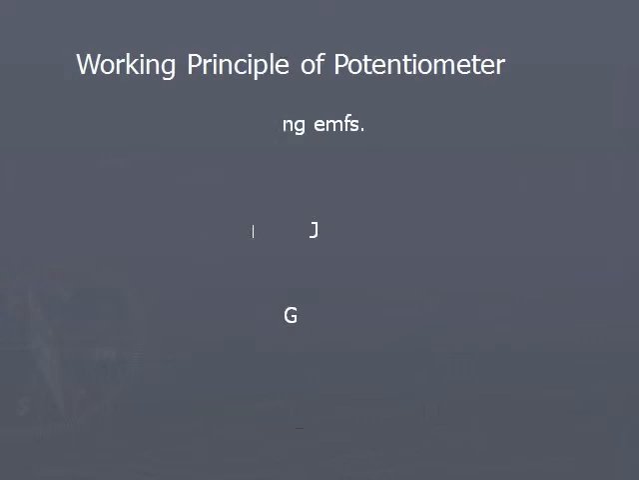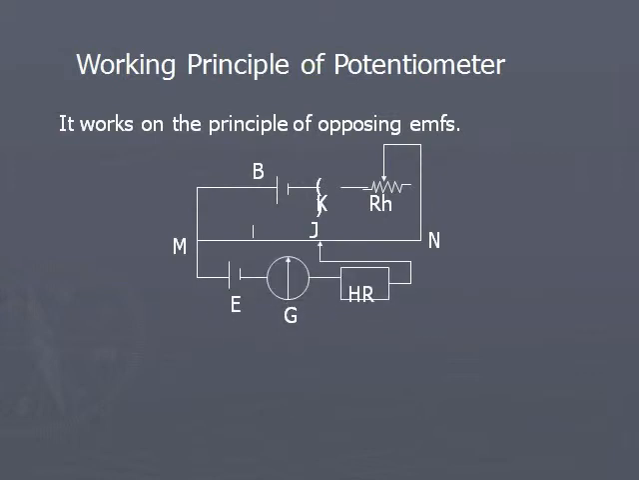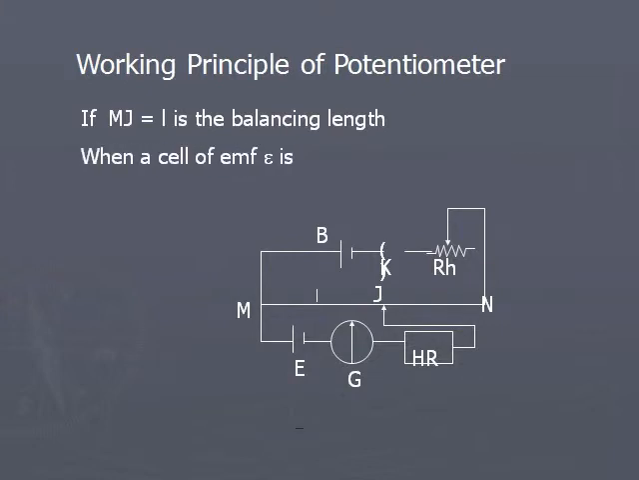The potentiometer works on the principle of opposing EMFs. Working of the potentiometer, or the principle involved in the potentiometer: it works on the principle of opposing EMFs. After completing the circuit connections as shown in the figure, that means after completing the primary and secondary circuits, by closing the key, suppose the balancing point is obtained at J and the length Mj of the potentiometer wire is l. That is called the balancing length. And this is the balancing length obtained for an EMF E of the cell used in the secondary circuit.